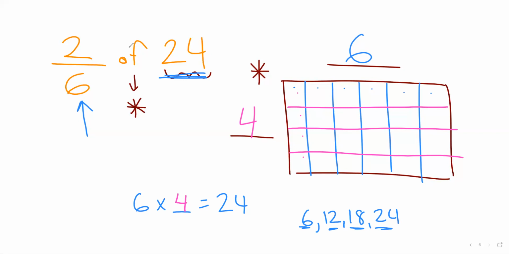But now I want the fraction of that. What I actually want to make sense of is how much is 2 of these columns? Well, here's one column, and here's the second column. If I was to count all that out to find my answer, I'd say, oh, that's 2, 3, 4, 5, 6, 7, 8. Oh, well, 2/6 of 24 equals 8.